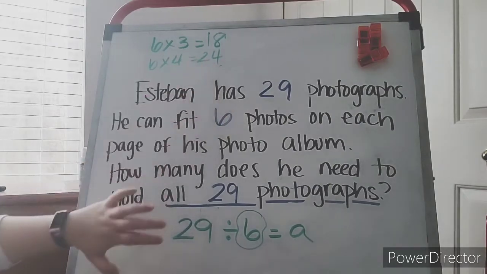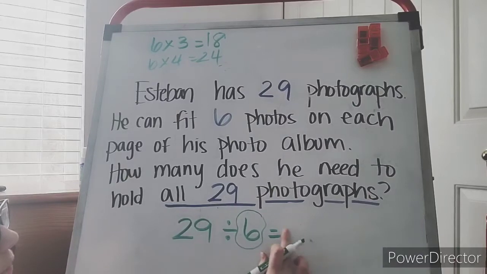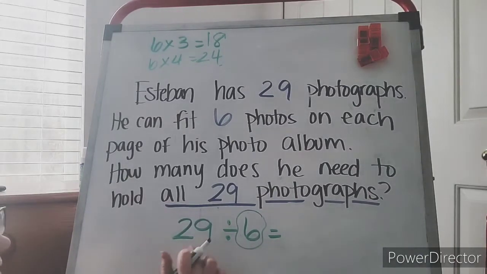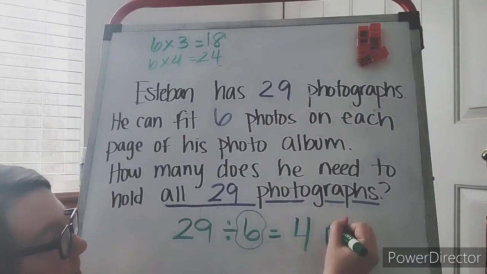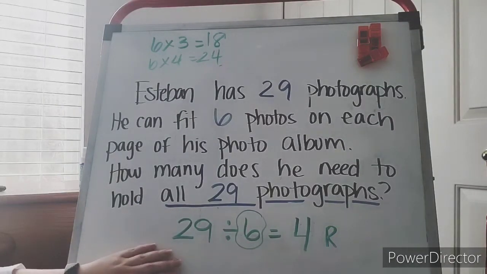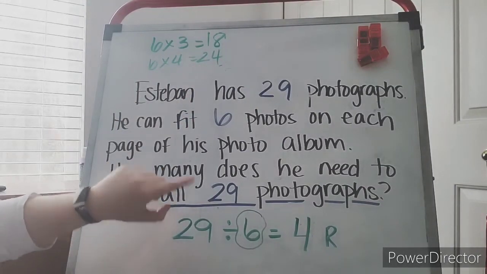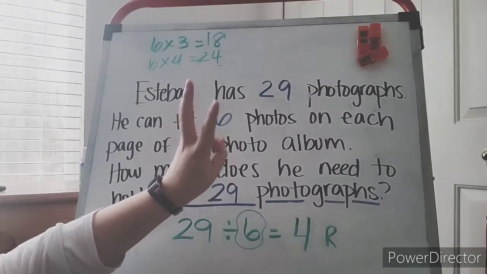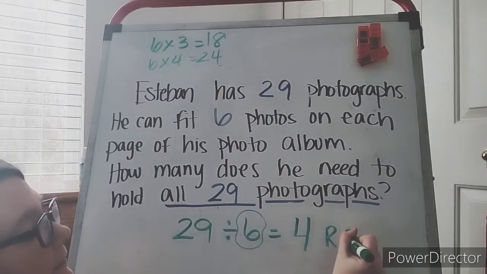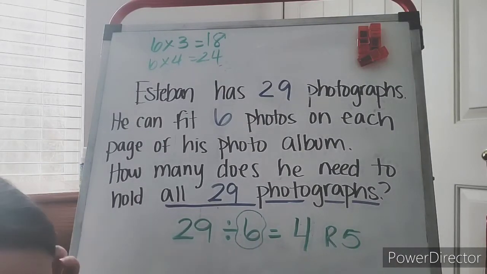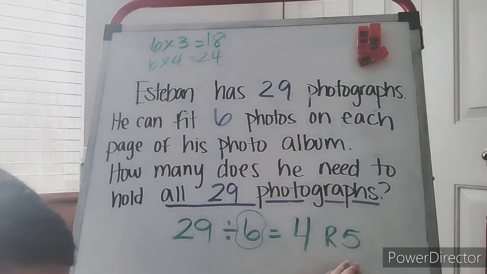But 24 is not 29. So that means we're going to have a remainder, right? So we find out the remainder because how many do we need to get from 24 to 29? Well, we count up. 25, 26, 27, 28, 29. So we have a remainder of 5. So our answer to our number model, 29 divided by 6, is 4 with a remainder of 5.